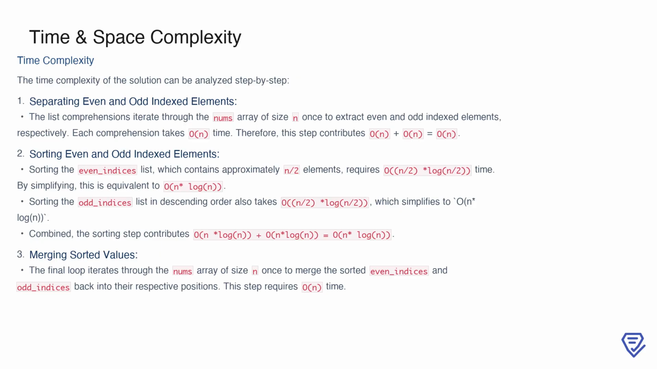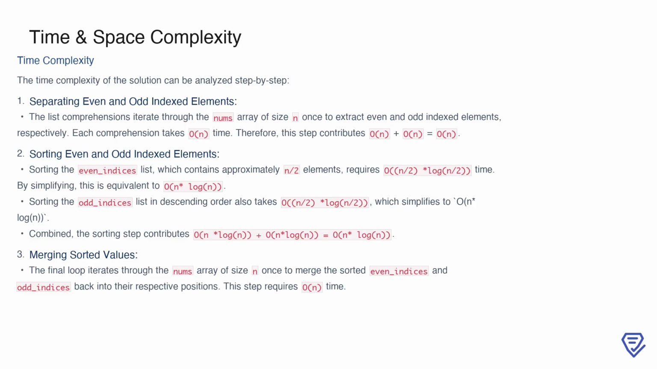Next, we sort the even and odd indexed elements. Sorting the even indices, which contain about n/2 elements, requires n/2 log n/2 time. Simplifying this, we get n log n. Sorting the odd indices in descending order involves the same complexity, n log n. Combining both, the sorting step contributes n log n.